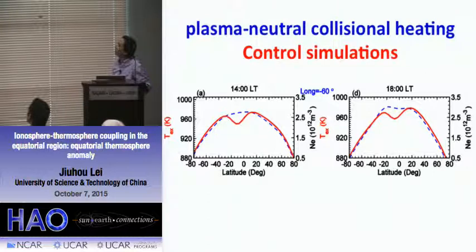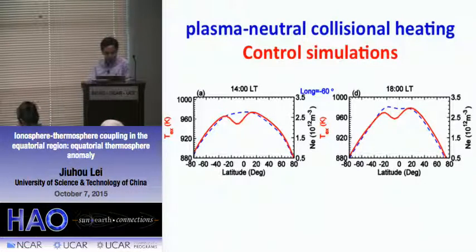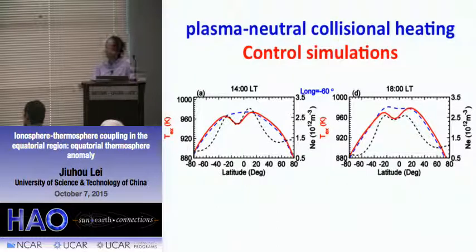You can see the depletion is similar, but the crest has moved much more equatorward, around 20 degrees or even less. If you plot the electron density crest and the neutral crest, you can see almost the same location. That's not consistent with observation.